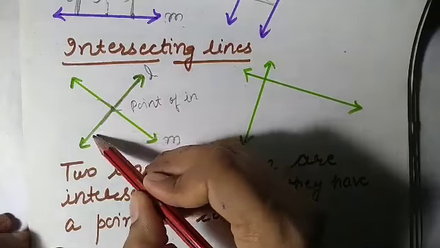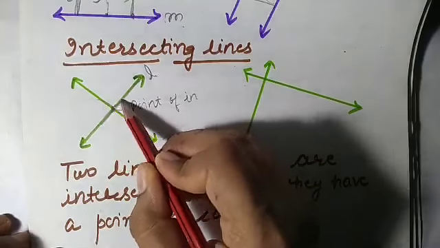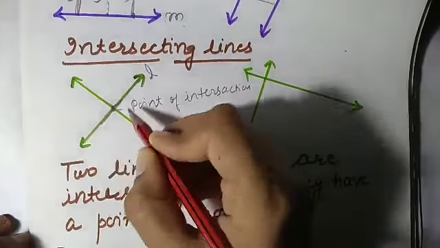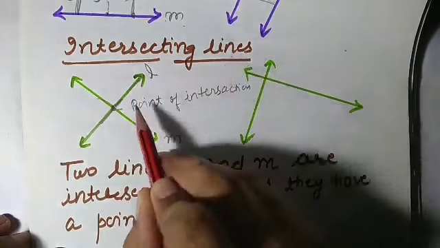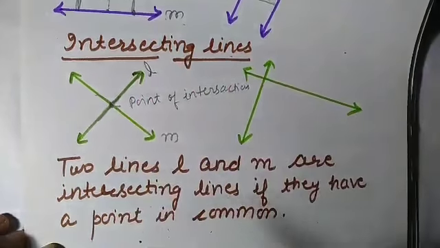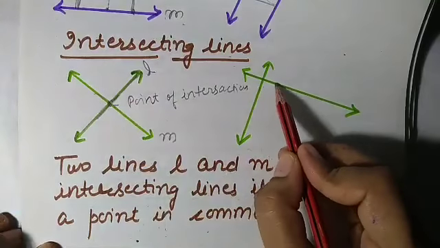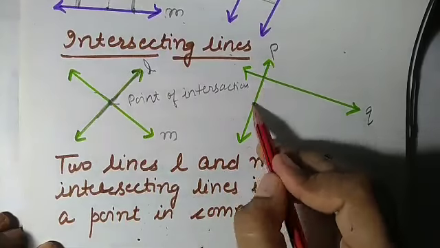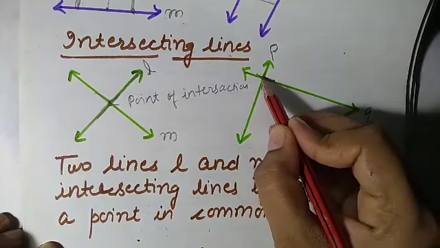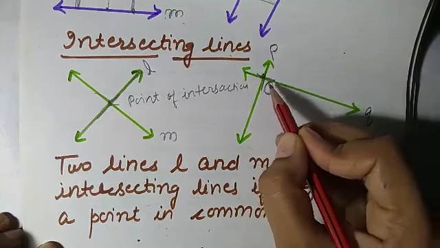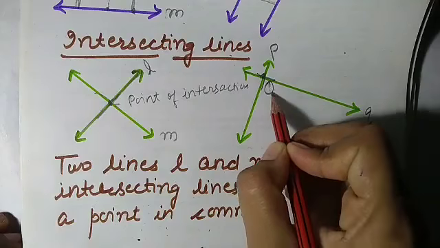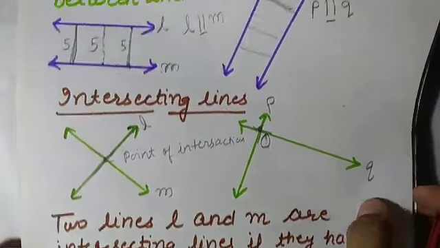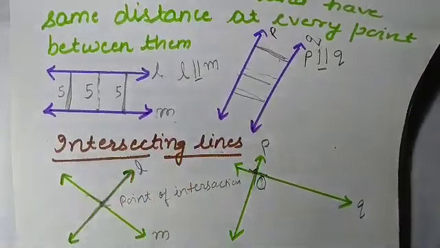The point where two lines meet or intersect is known as the point of intersection. Okay, so these are intersecting lines. Those lines which intersect are known as intersecting lines. Here also in this figure, if I am naming these two lines P and Q, these two lines are intersecting because they are meeting at this point. If I am naming this point O, that point is known as the point of intersection. Okay, so these are the examples of intersecting lines, and these are the examples of parallel lines.